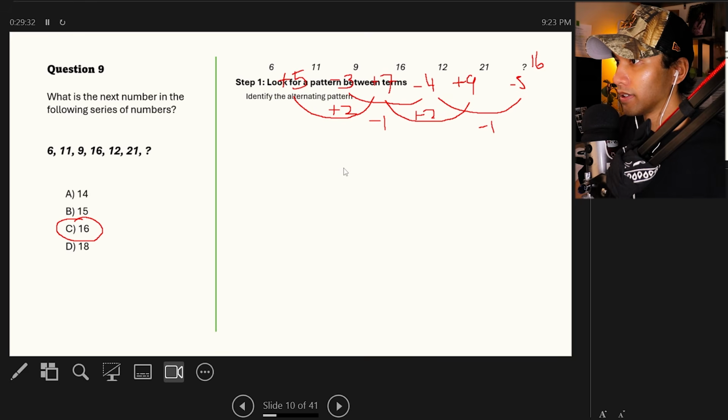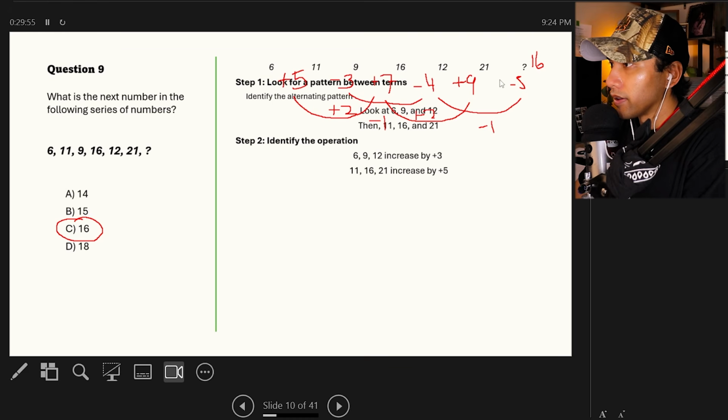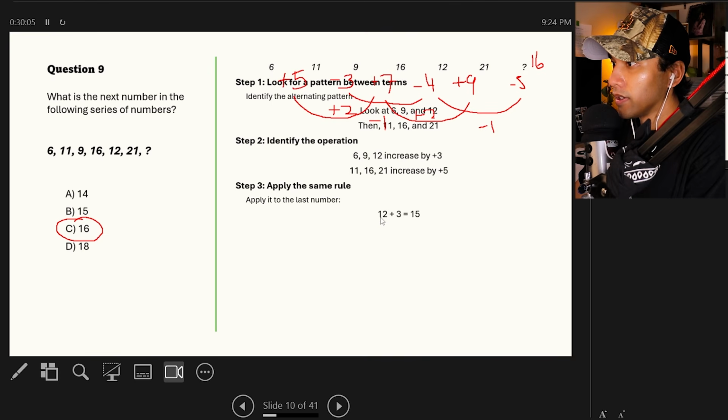Look for the pattern, identify the alternating pattern. So that's what we were doing. Look at 6, 9, and 12, then 11, 16, 21. Okay. Identify the operation. These ones increase by 3. So yes, this is a different way. I'm sure it's maybe the same answer. I don't know. These ones increase by 5. So actually 6, 9, 12 plus 3 is 15. So the answer would be 15. Apply the same rule. 12 plus 3 is 15. Yeah. So I actually got it wrong.